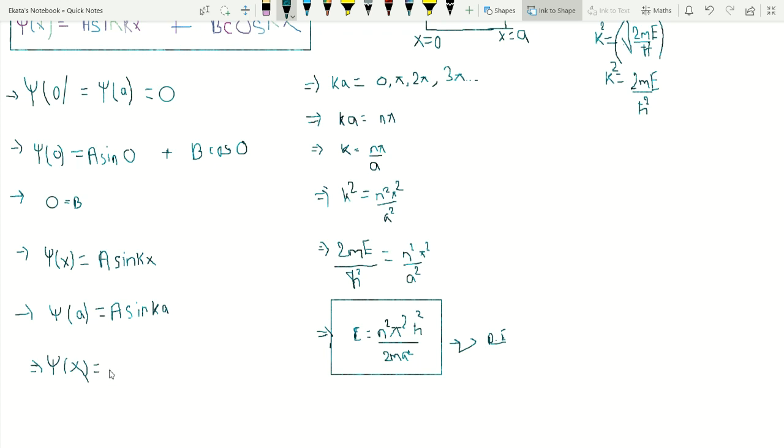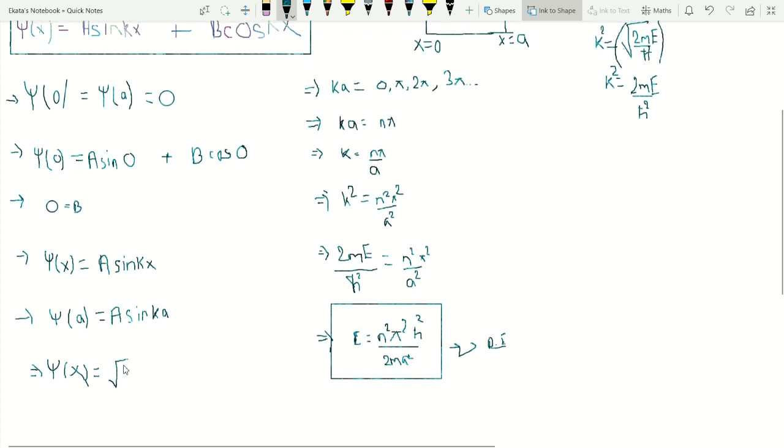Putting down the value of a as root under 2 divided by a, and sine. Now putting down the value of k. So what is k? k is n pi upon a. So psi x is equal to, putting down the value of k as n pi divided by a into x. So this is the particular equation for the wave function of the infinite square well. This is the more general expression.